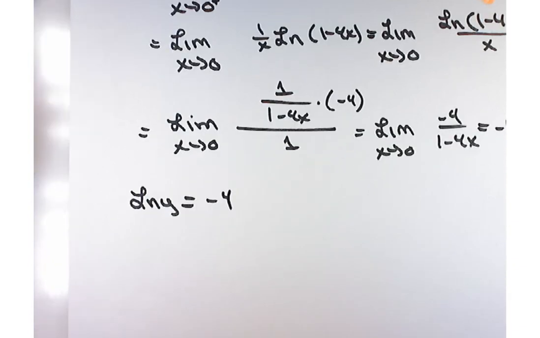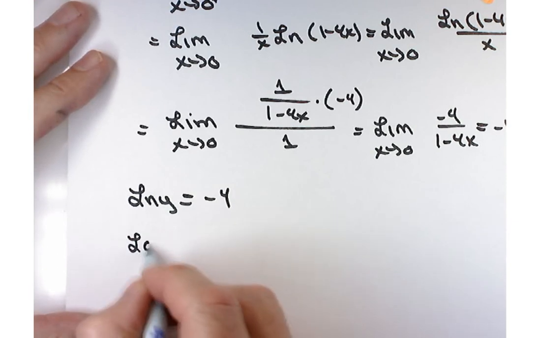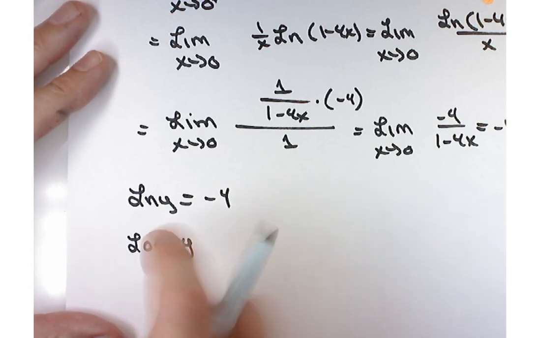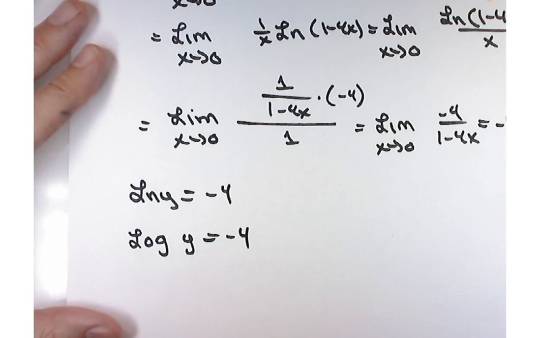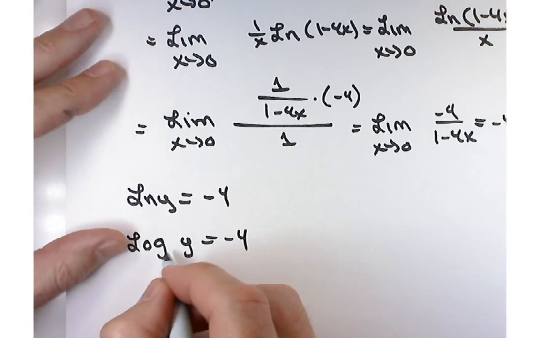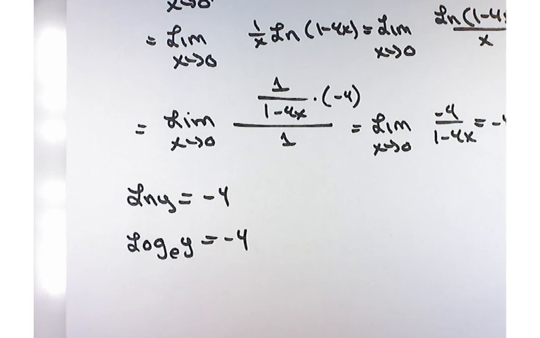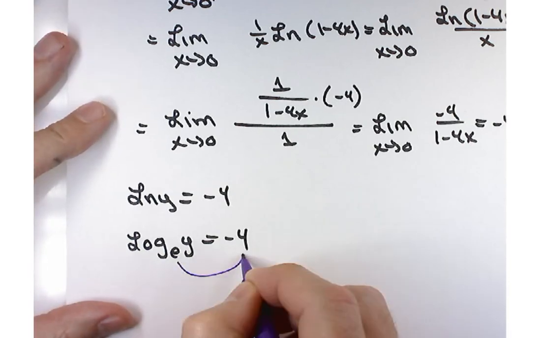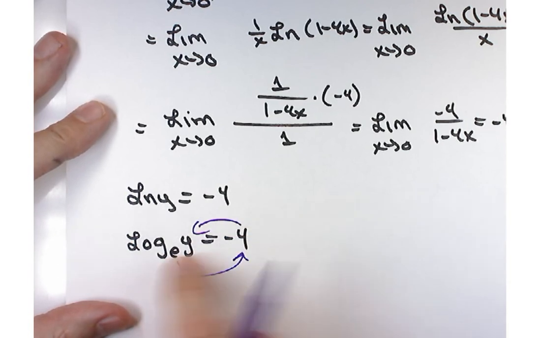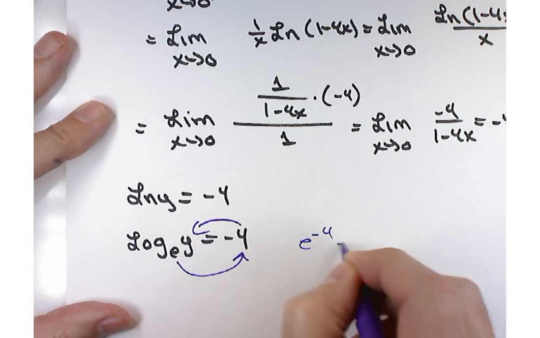So we get the ln of y equals negative 4. I just know that. But I want y. Let me remind you, what base is understood to be here? 10. Not 10, my bad. e. ln and log base e mean the same thing. You are so right. Thank you. So I want to rewrite this as an equivalent expression using exponents. So it looks like this: e to the negative 4 power equals y.